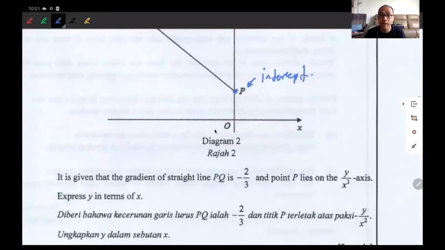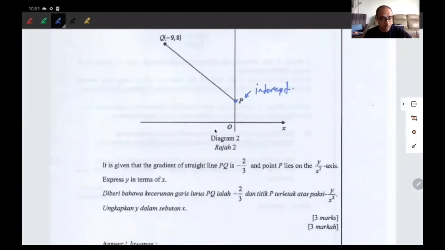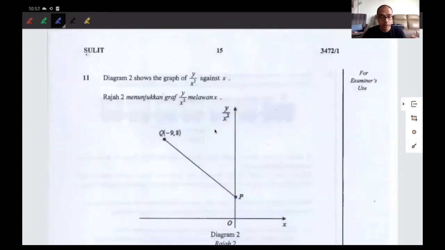Okay, find y in terms of x. Now, find y in terms of x means y equals yada yada yada, which is the non-linear equation. But in order for us to find the non-linear equation, we have to find the linear equation first. So let's form the linear equation.